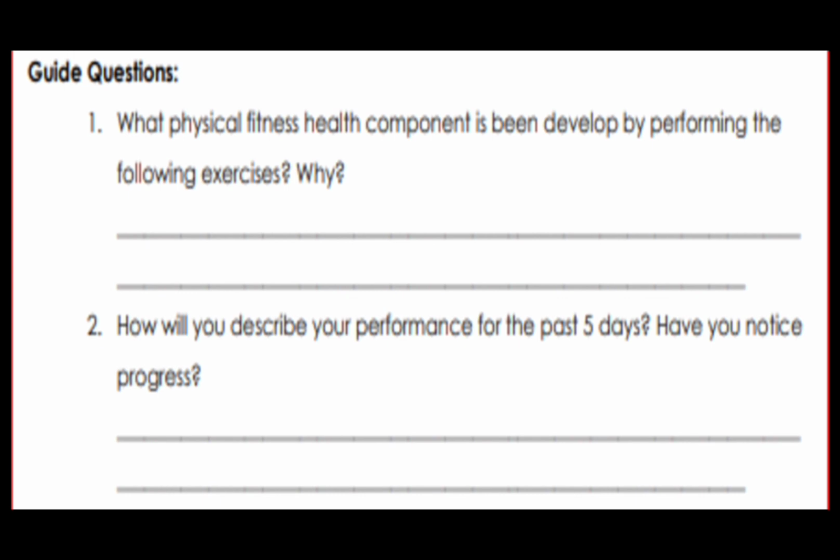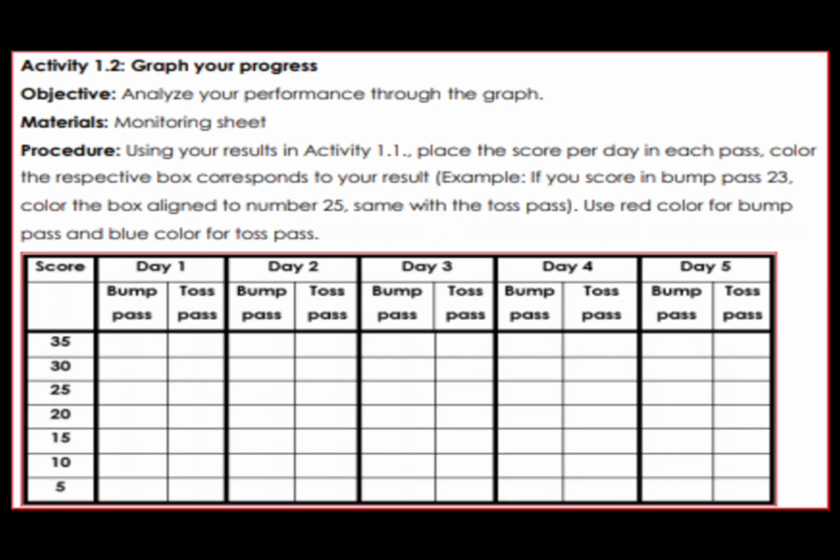After doing the activity, you have to answer the following questions. What physical fitness health components has been developed by performing the following exercises and why? How will you describe your performance for the past 5 days? Have you noticed progress? For the second activity or the activity 1.2, it is entitled Graph Your Progress. What you have to do is analyze your performance through the graph. Your materials will be the monitoring sheet.